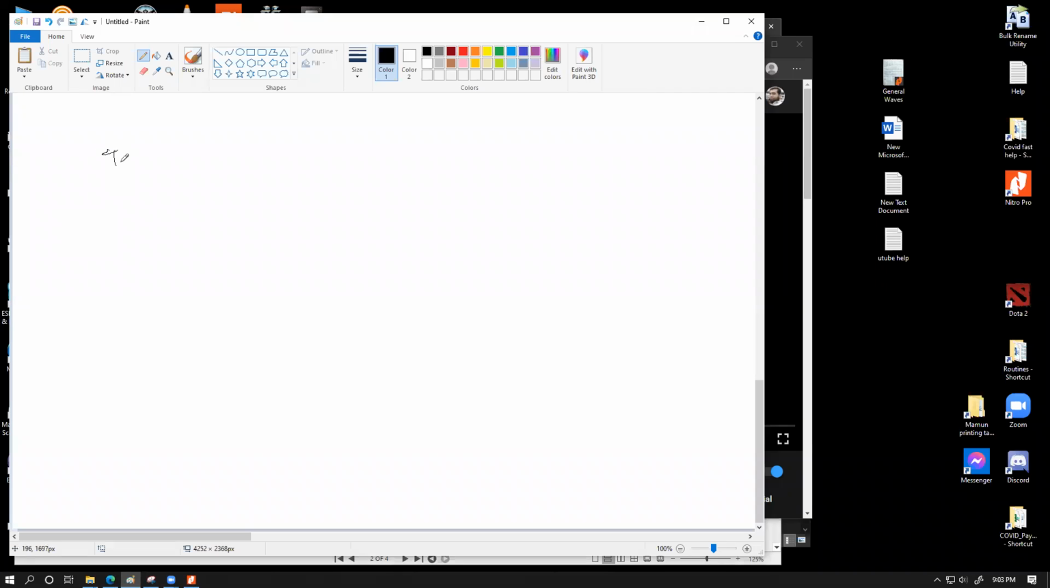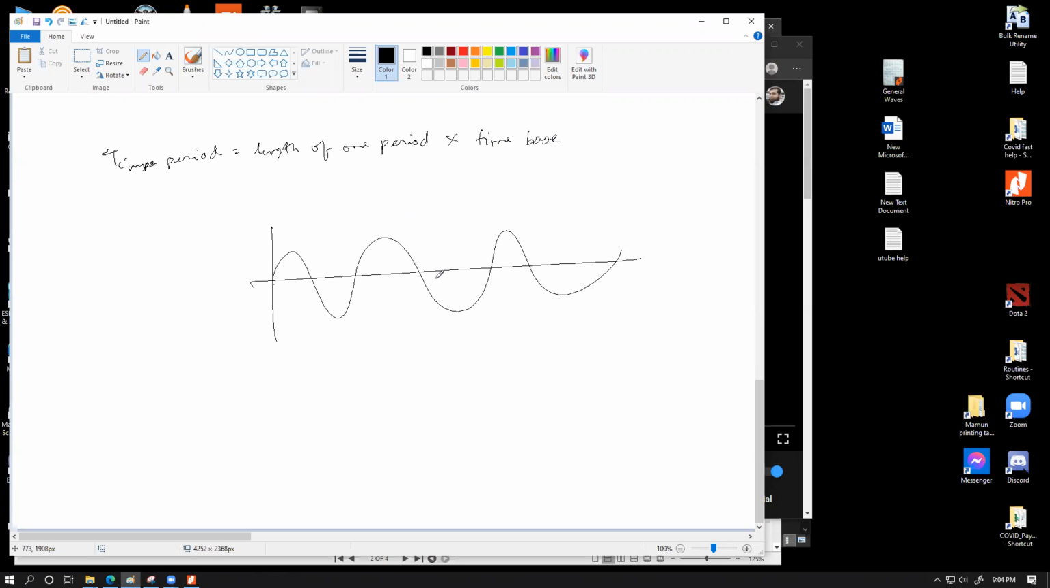You have to write this: time period equals length of one period times time base. That's the equation. Length of one time period means what? Whenever you're using an oscilloscope, you're going to get sine curves like this. To measure the time period, you have to measure the physical length of one whole period and multiply this length with the time base. This product is going to give you a value in milliseconds or microseconds or seconds, whatever your time base is in.